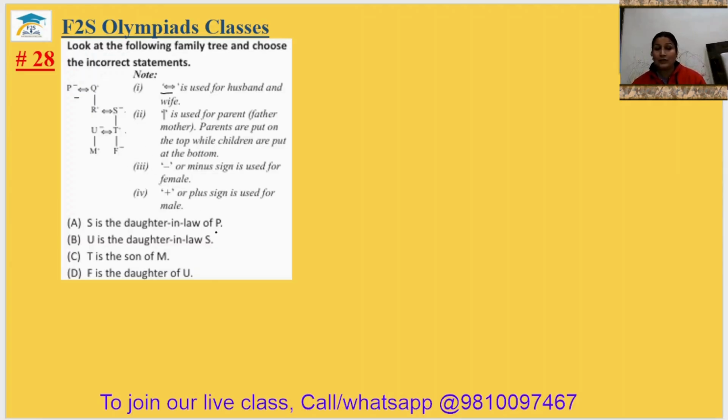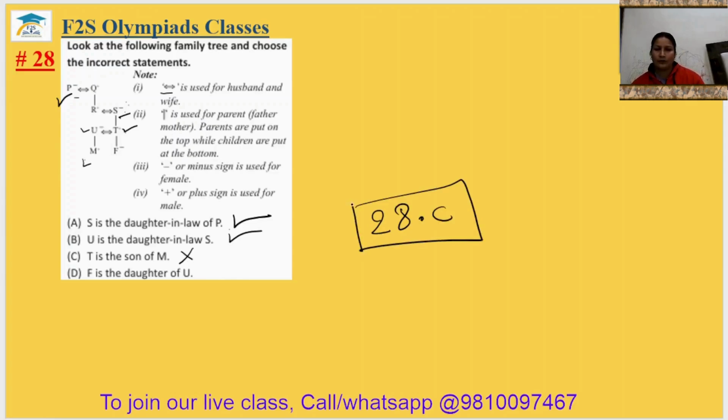Okay. S is the daughter-in-law of P. This is S. S is female because it has minus sign. It is the daughter-in-law of P. Correct. U is the daughter-in-law of S. The U is female. It is the daughter-in-law of S. So yes, we can say because it is the wife of T and T is the son of S. Correct. T is the son of M. T, it is son. Okay, it is the son of M. No. M is the son of T. It is opposite. So 28th answer will be option C.